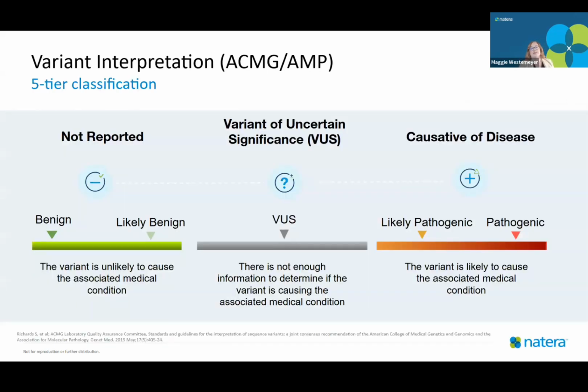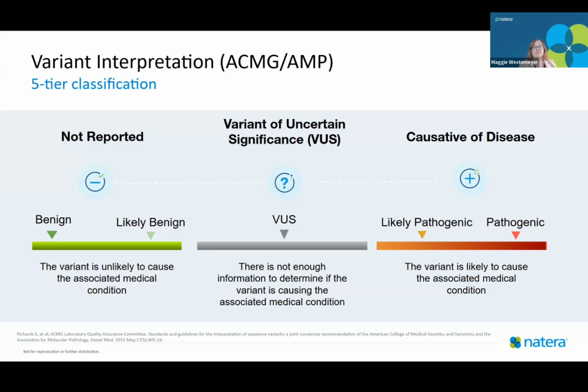Here we see an illustration of this 5-tier classification system using the ACMG AMP criteria. This is used by all clinical laboratories in the current era in reporting genetic test results. Positive results include those where there's a pathogenic or likely pathogenic variant or variants present, where we expect those variants to have a greater than 90% likelihood of causing disease. Negative results include those classified as benign or likely benign.